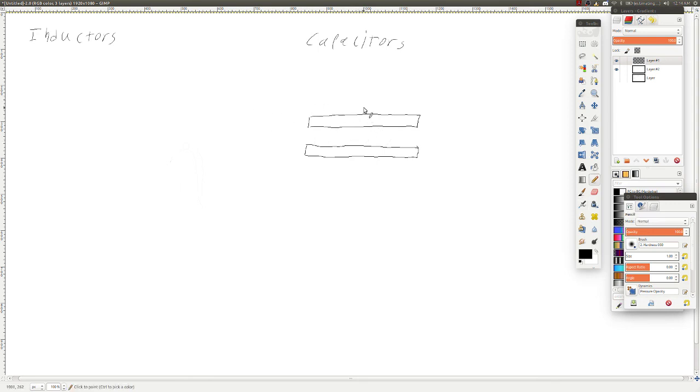Capacitors work by a similar principle to Newton's law, which states that for every action there is an equal and opposite reaction. A capacitor that's hooked up to a voltage source like this, and let's go ahead and put the other side to ground, is going to build up a charge along its surface.